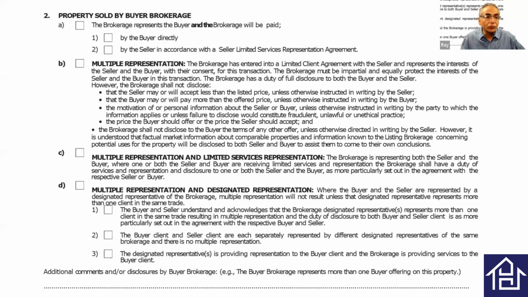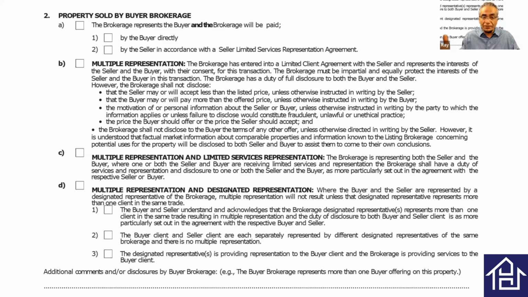Now we go to page 2, talking about a property sold by a buyer brokerage, meaning that the buyer has a relationship with the brokerage, and they have a representation of the buyer. The buyer salesperson is representing the buyer, but there is no listing brokerage.